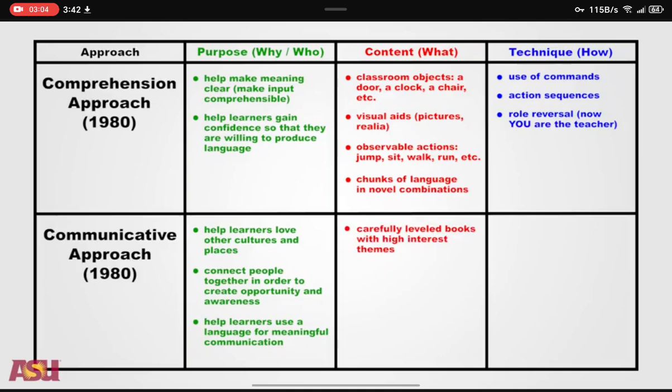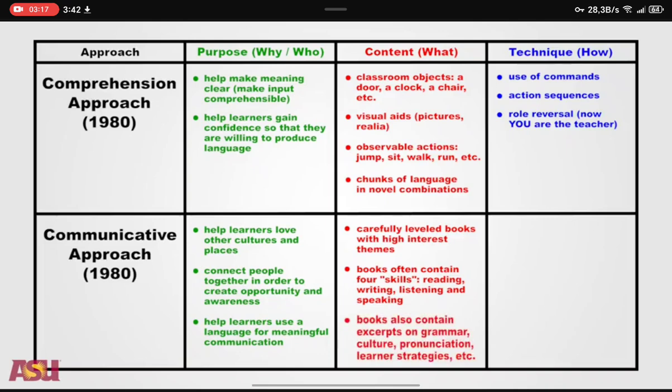A lot of these books contain lessons that focus on all four skills: reading, writing, listening, and speaking. Many books also contain additional lessons or components on pronunciation, grammar, presentation skills, etc. that help our students communicate better.